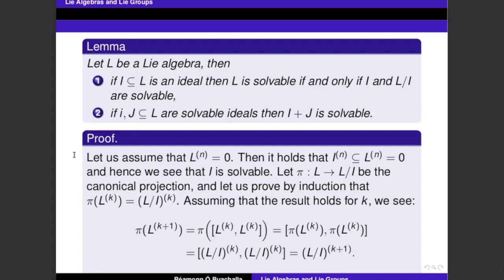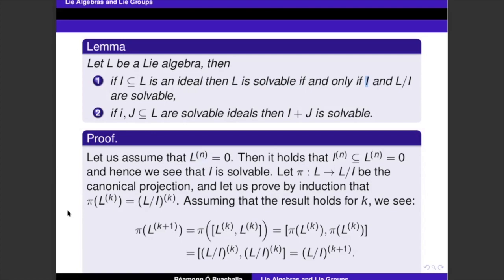All right. In particular, let's note first, because L to the n is 0, that would mean that for any subset, such as I, contained inside there, when we take the derived series of this, then that also has to be 0 because it's contained inside something that's 0. Clear. Hence, we see that I is solvable. Okay, so that the solvability of L implies solvability of I is actually pretty easy. To show that the quotient space is solvable takes a little bit more work.